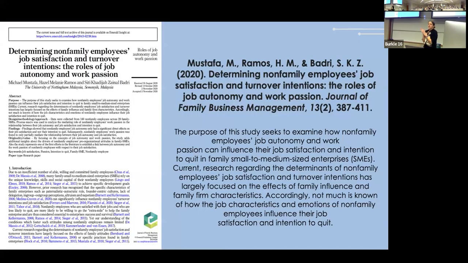So the data that we're looking at comes from an article from 2020 by Mustafa and colleagues on job satisfaction and turnover intentions, and specifically the roles of features of one's job. So job autonomy, job variety, and work passion. And it was specifically looking at both job satisfaction and intentions to quit in family, small to medium-sized businesses. So looking at essentially the impact of job functionality or job structure during COVID times in family-run small businesses. So this data comes from this article, which you can read in its entirety if you're interested.